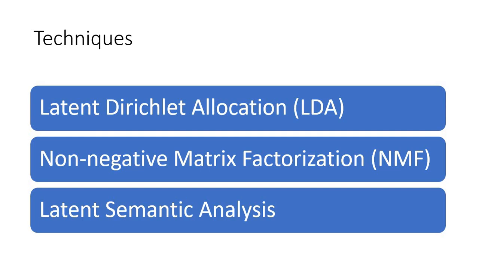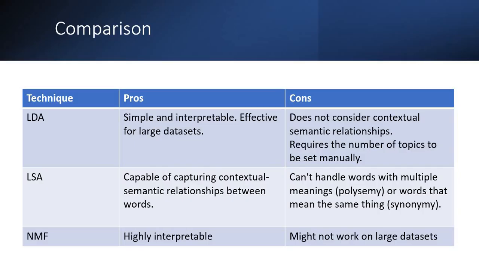Then there is non-negative matrix factorization, abbreviated as NMF. And then we have latent semantic analysis, which is LSA. So these are different techniques. Their mathematics is different, and in some contexts, one technique is more useful, and in other contexts, maybe another technique can be more useful. So now let's have a look at their pros and cons.